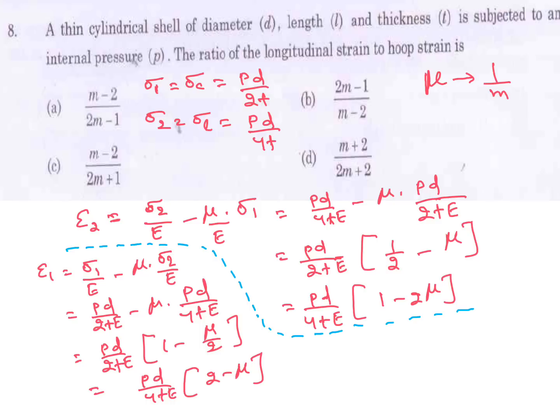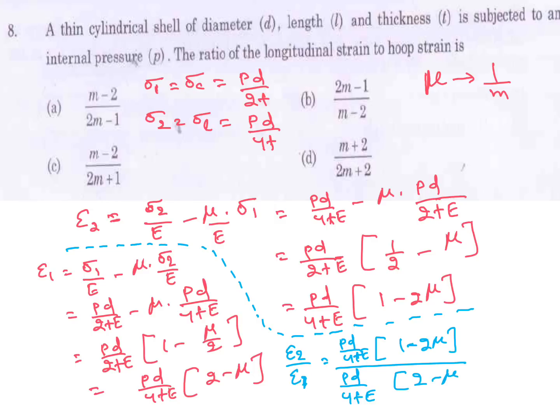So the ratio of longitudinal strain to hoop strain is PD by 4TE into 1 minus 2 mu, divided by PD by 4TE into 2 minus mu. Mu is 1 by m. So if you put mu as 1 by m, finally you will get m minus 2 by 2m minus 1. So it's the answer.